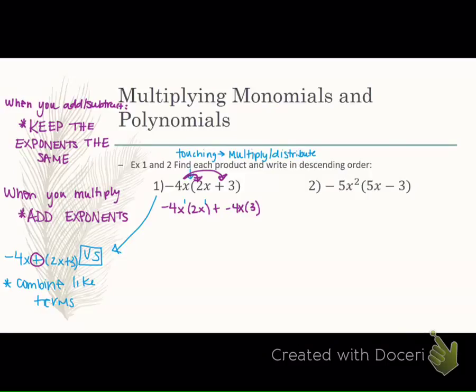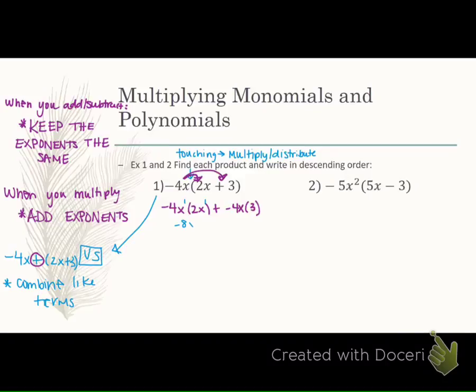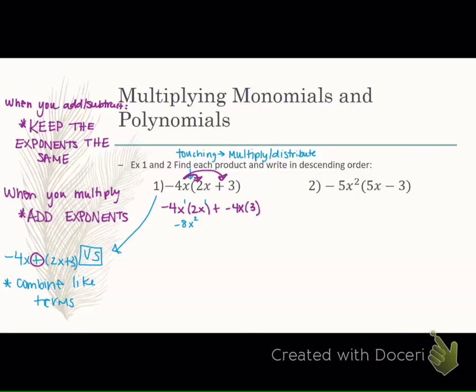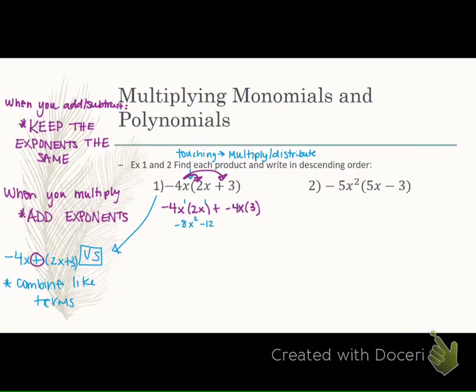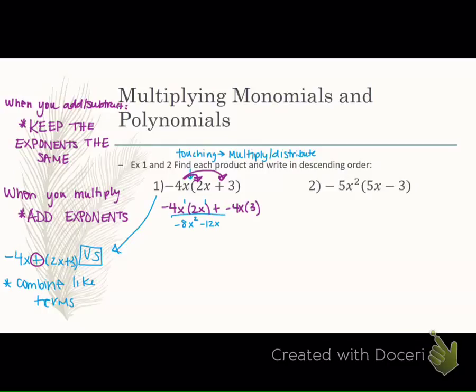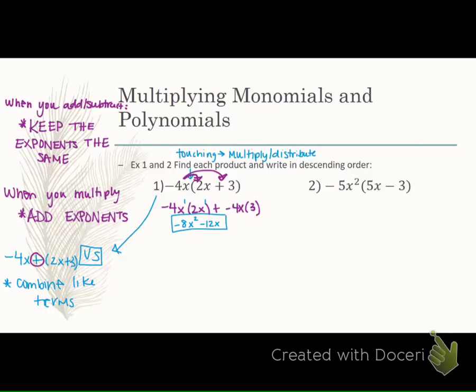Alyssa, negative 4 times 2 is? And x times x is x squared. Okay, negative 4 times 3 is what, Jordan? Negative 12. And then what do we do with that x? Just bring it down. Are these like terms? No, one has a square on it and the other doesn't, so we are done with that problem.